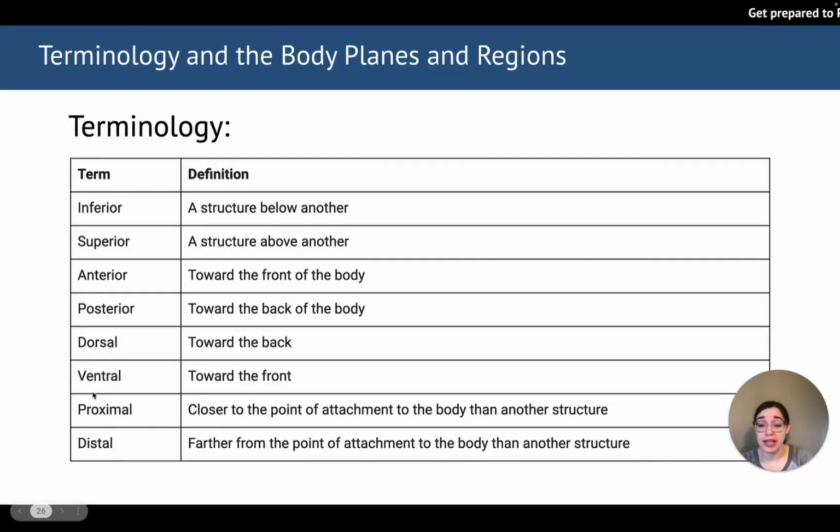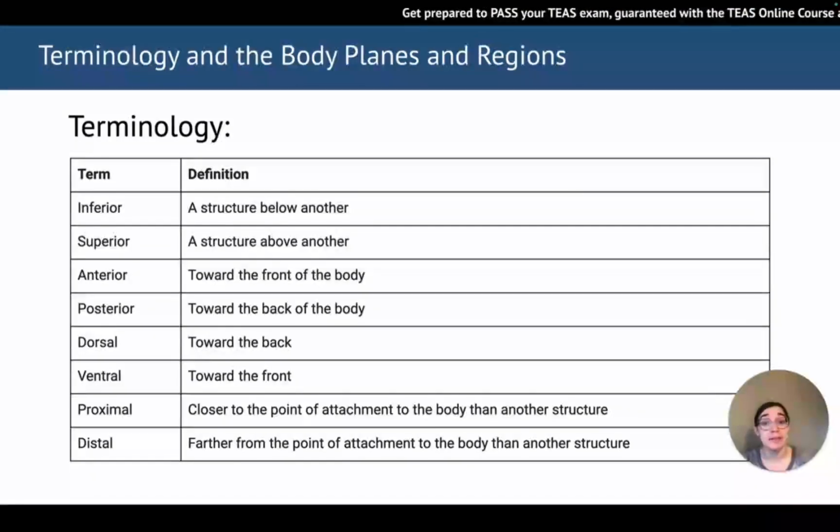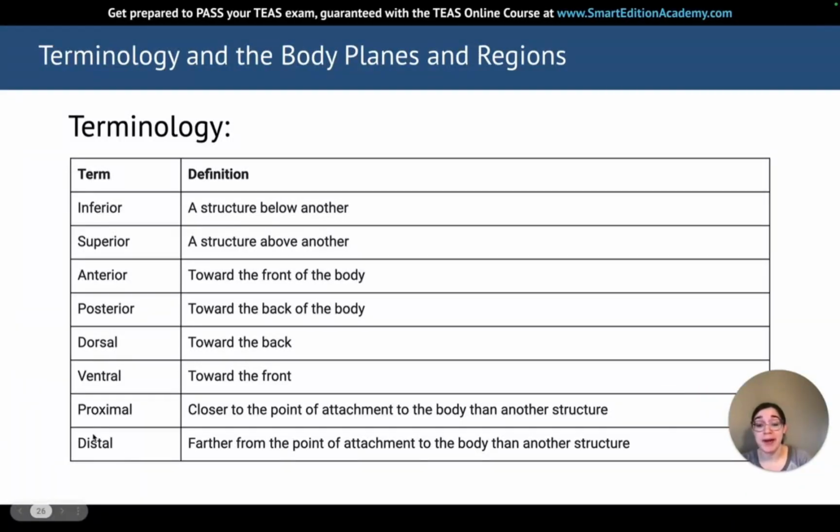The word proximal indicates that one body part is closer to the point of attachment to the rest of the body than another body part is, while the word distal has the opposite meaning. A body part is farther from the point of attachment to the rest of the body than another structure is. So think of your leg. We could say that the knee is proximal to the ankle. That means that the knee is closer to where the leg as a whole attaches to the rest of the body than is the ankle. Conversely, we could say that the ankle is distal to the knee, meaning that the ankle is further away from where the leg as a whole attaches to the body than the knee is.